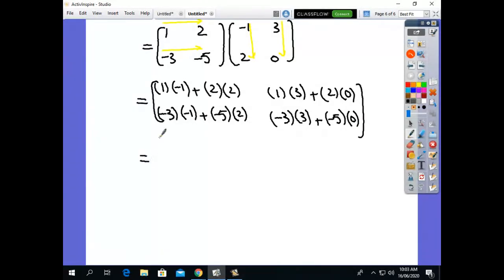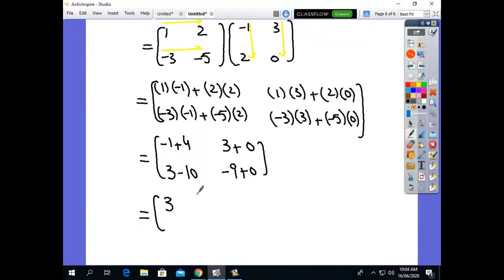Now simplify it. Positive 1 multiplied by negative 1 becomes negative 1. Positive 2 multiplied by positive 2 becomes 4. 3 multiplied by 1 becomes 3. 2 multiplied by 0 becomes 0. Negative 3, negative 1, after multiplication becomes 3. It becomes negative 10, negative 9 and 0. Now after more simplification we get 3, negative 7, negative 9, which is equation 2.